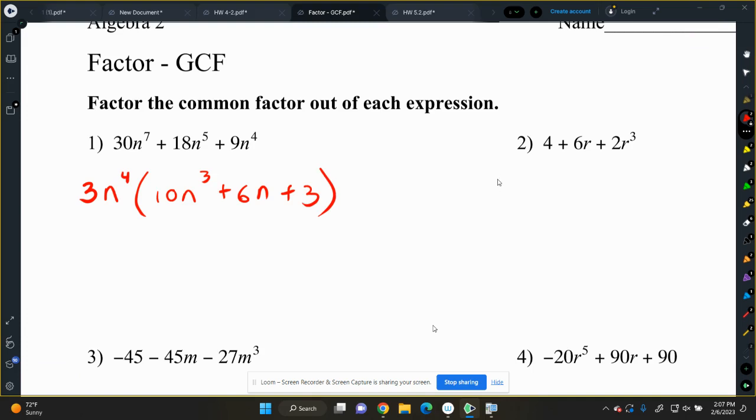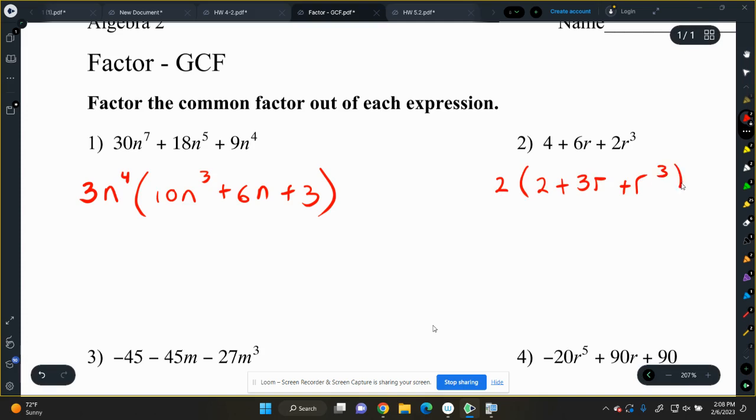2. No R's? No. Why not? Because the 4 doesn't have one. Yeah, there's no R with the 4. So what's that leave us? 2 plus 3. There you go. Good. All right.